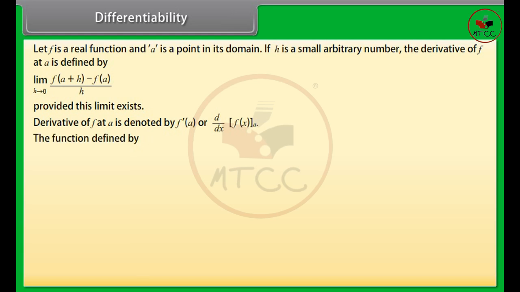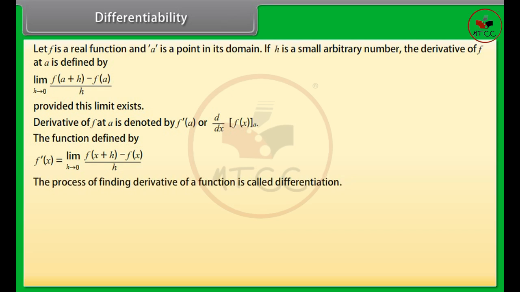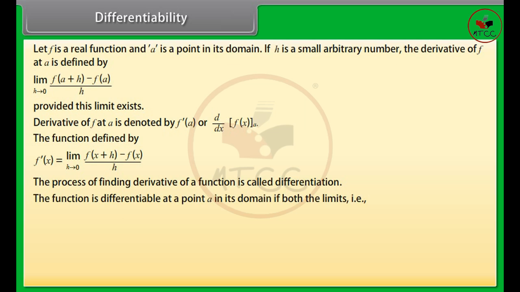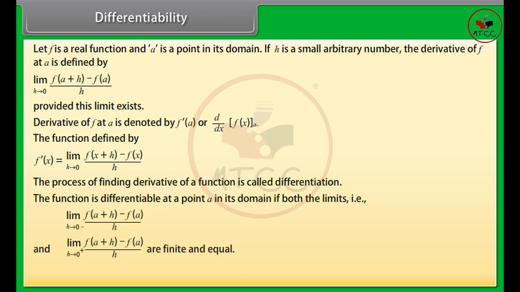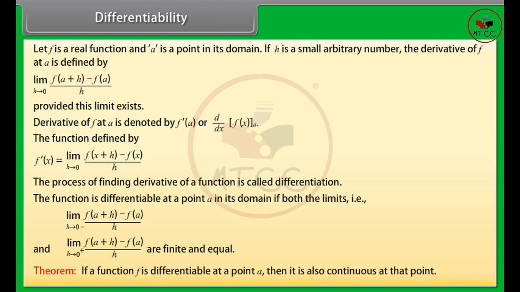The function defined by f dash x is equal to limit h approaches 0 of (f of x plus h minus f of x) divided by h. The process of finding the derivative of a function is called differentiation. The function is differentiable at a point a in its domain if both the limits, that is, left-hand limit and right-hand limit, are finite and equal. Theorem: if a function f is differentiable at a point a, then it is also continuous at that point.